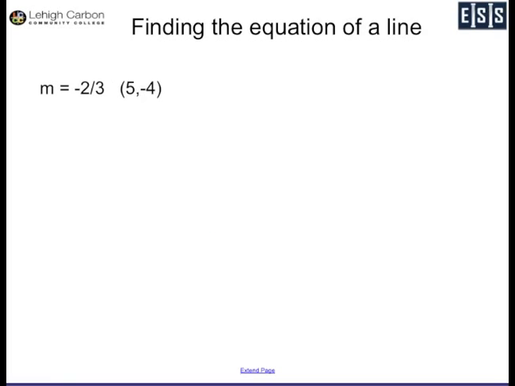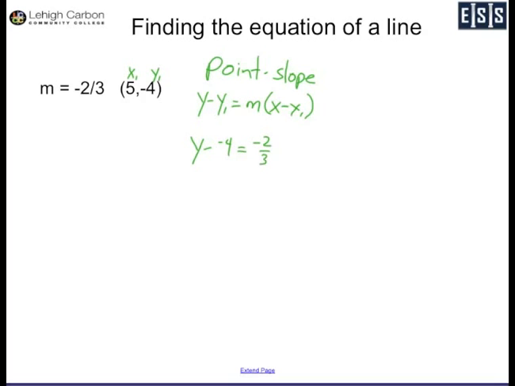So some examples. First we have m equals negative 2/3 and the point 5, negative 4. So this one, the slope is given to us. We don't have to do anything to find it. It's right there. So since I have a slope and a point, I'm going to use point-slope form, which we said was y minus y1 equals m times x minus x1. This is my x1, y1, and this is my m. So we have y minus negative 4 equals negative 2/3 times x minus 5.